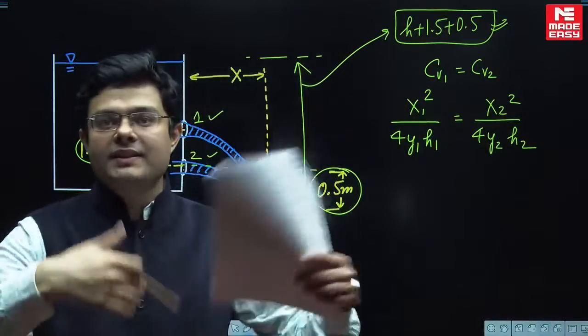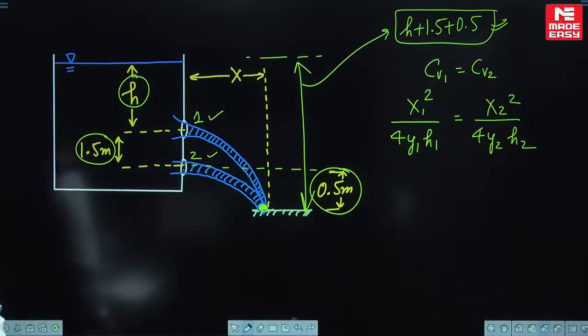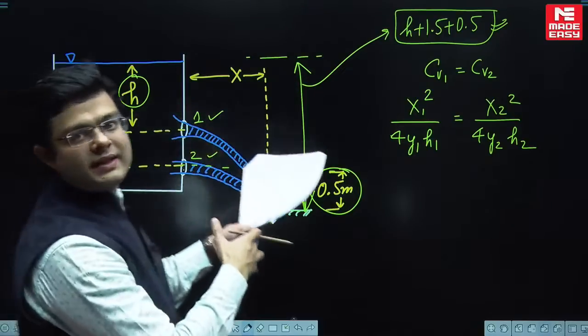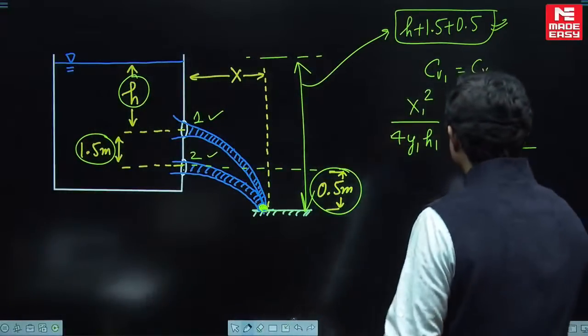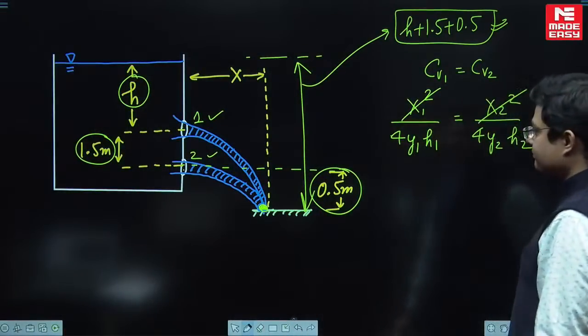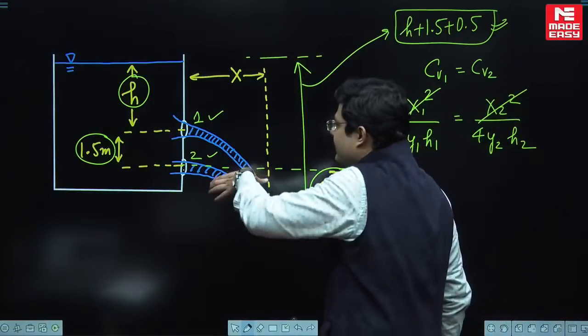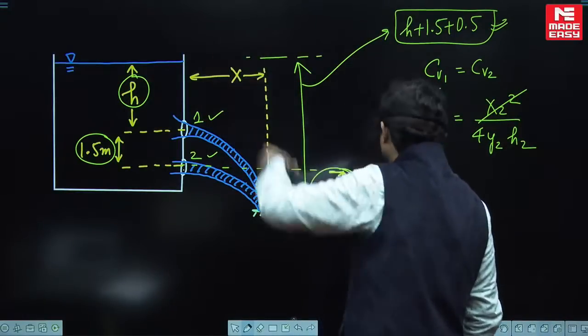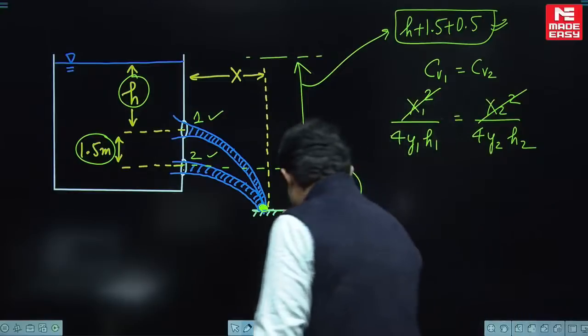Someone will say, where is the under root? Both are equations, so you are squaring both sides. And you know x1 and x2 are the same. Why? Because they are intersecting, so the x value for both the jets is the same. Clear, guys? Now just concentrate here.